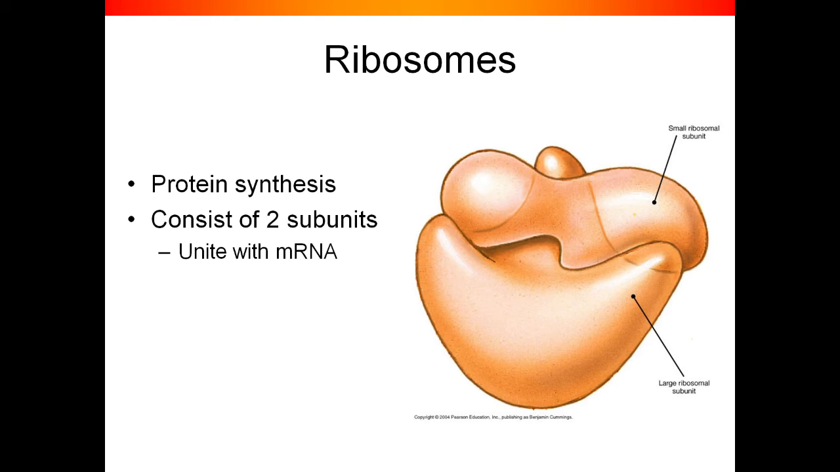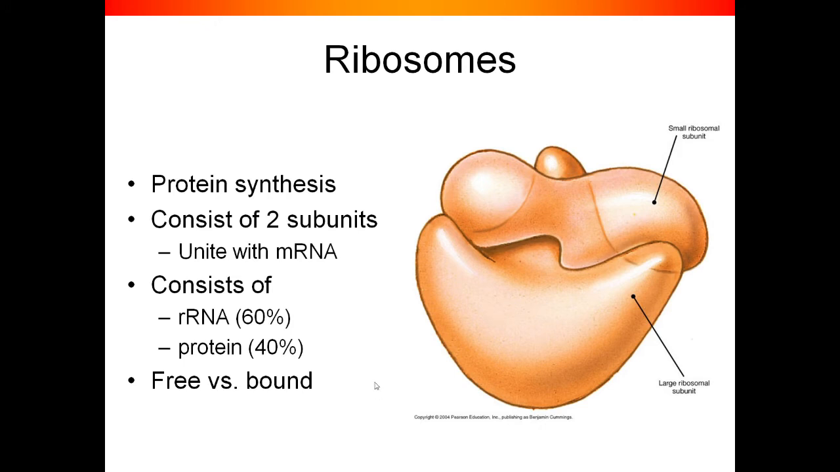Now, ribosomes consist of ribosomal RNA. About 60% of a ribosome is made by ribosomal RNA, and this ribosomal RNA is made by the nucleolus inside the nucleus. Also, ribosomes consist of protein. About 40% of the ribosome is made of protein.